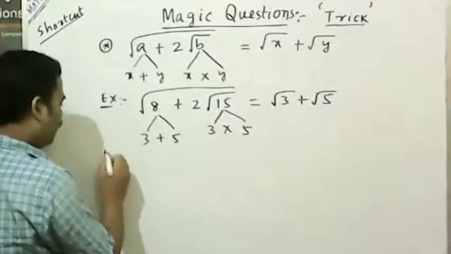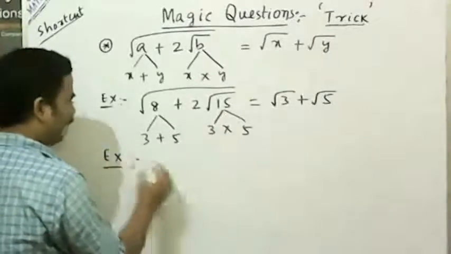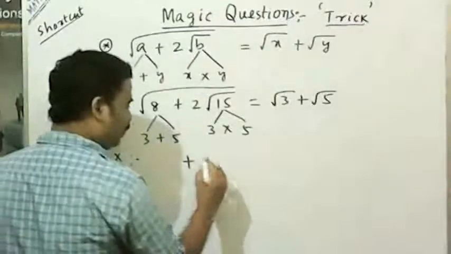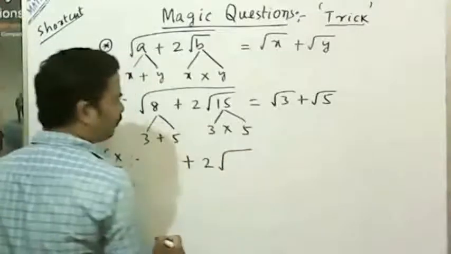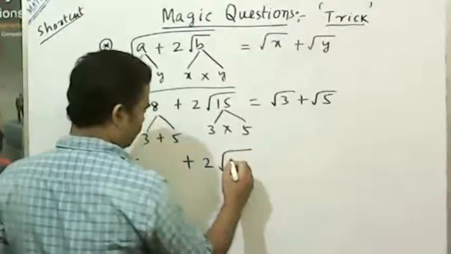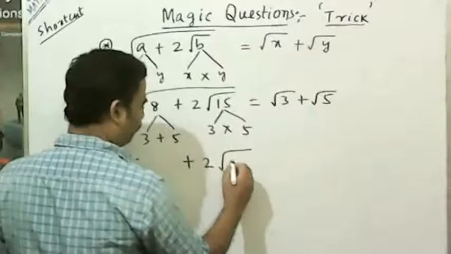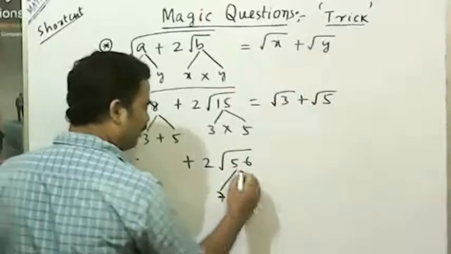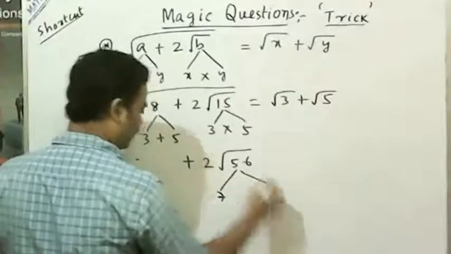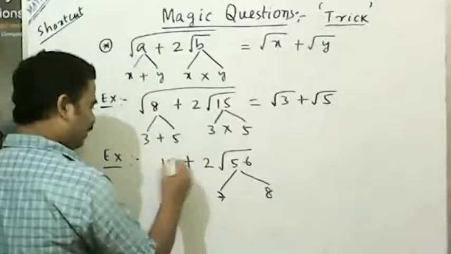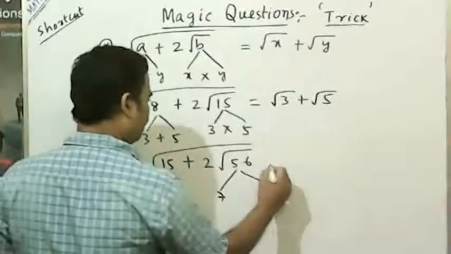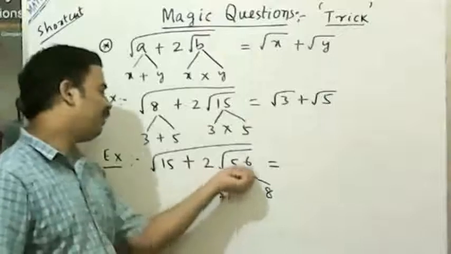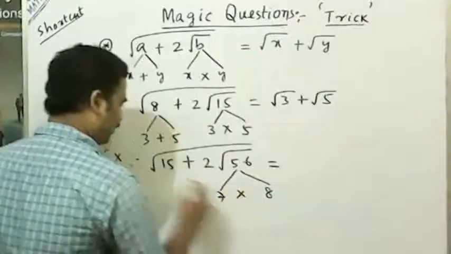Next, another example you can say. Suppose 15 plus 2 into 56. Here 56 is equal to 7 into 8, and now this is 15. What value comes here?